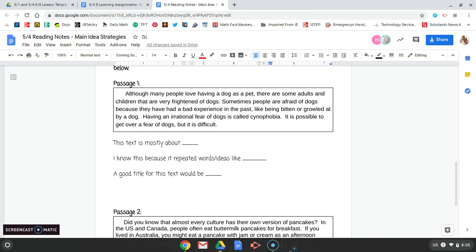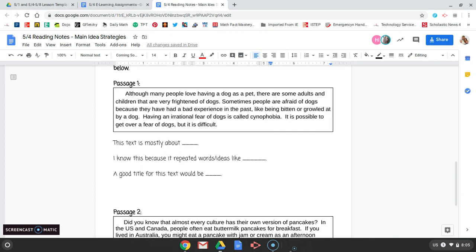Passage 1. Although many people love having a dog as a pet, there are some adults and children that are very frightened of dogs. Sometimes people are afraid of dogs because they have had a bad experience in the past, like being bitten or growled at by a dog.